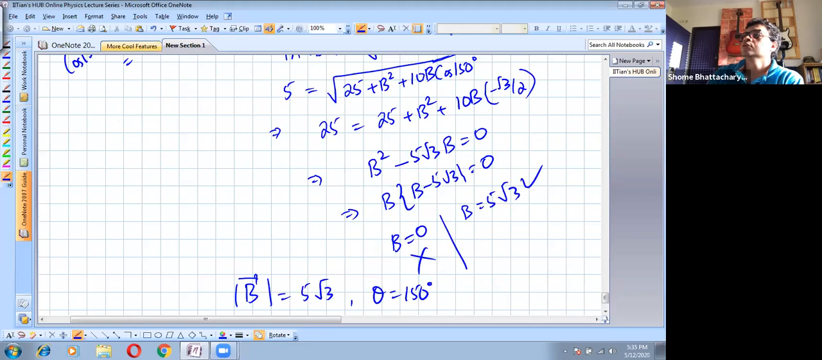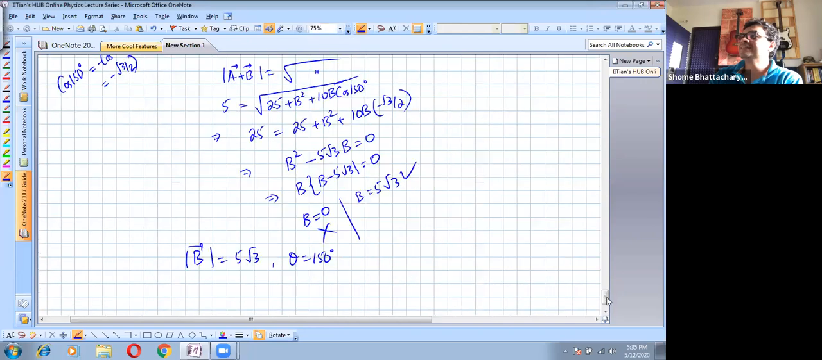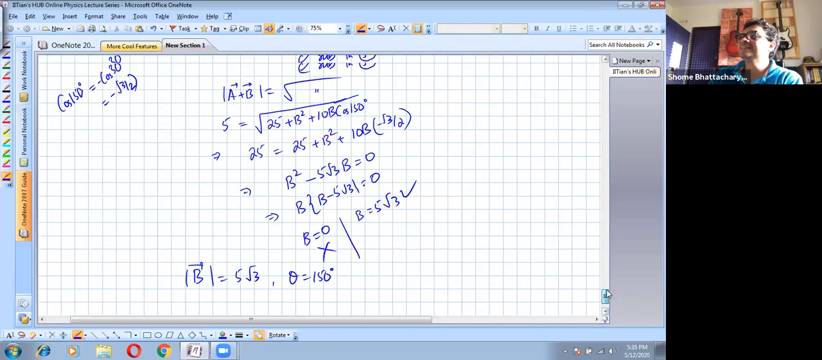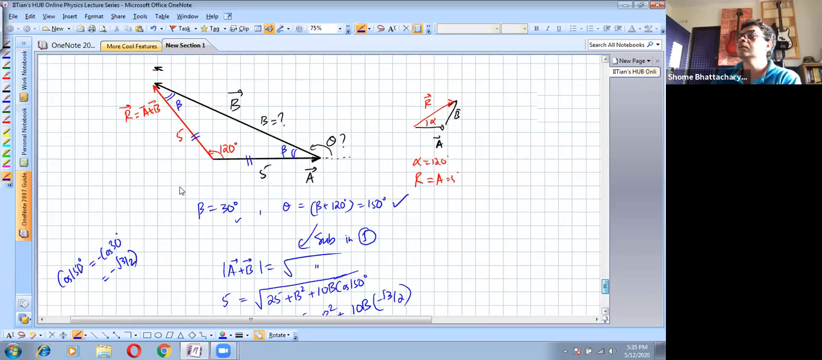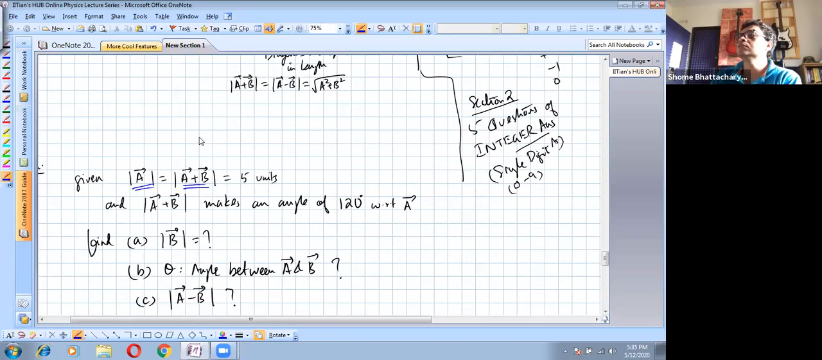So this is how you can see geometry can always come in handy, provided we make use of what is assisting us in the question. When you read the question first, you should have made note of the fact that, okay, these two are equal. So how can I make use of this? Make use of the fact that the A plus B triangle is isosceles. Okay. Then it helps.